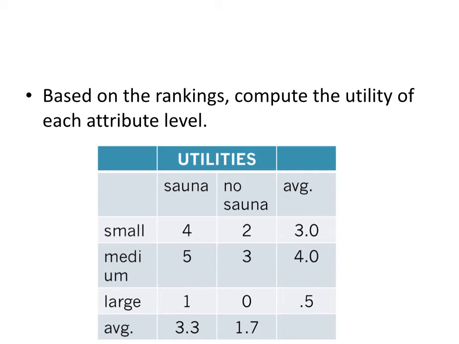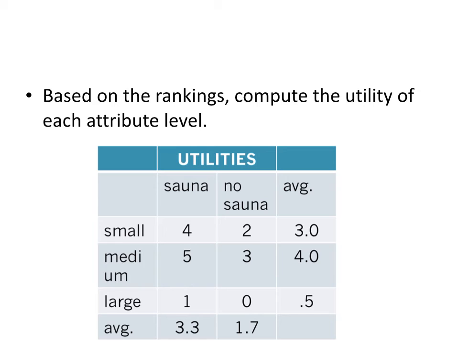So the number one ranked combination, you recall, was a medium-sized locker with a sauna, and I've given that rank the highest value, 5. The second most preferred combination was small locker with a sauna, and I've given that a 4. And so on down to the least preferred combination, which was large locker with no sauna, that gets a 0. And from that, I've computed the marginals.